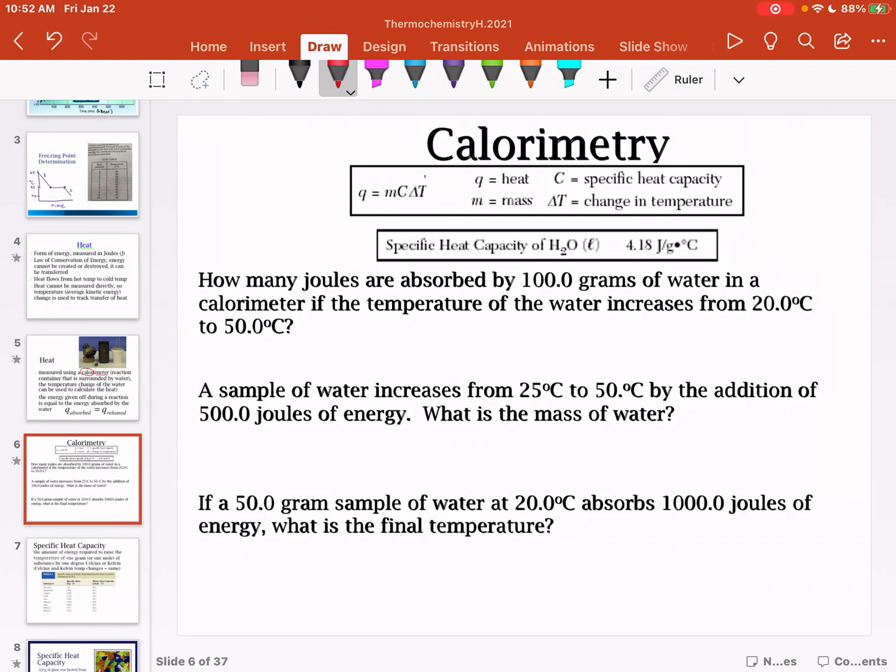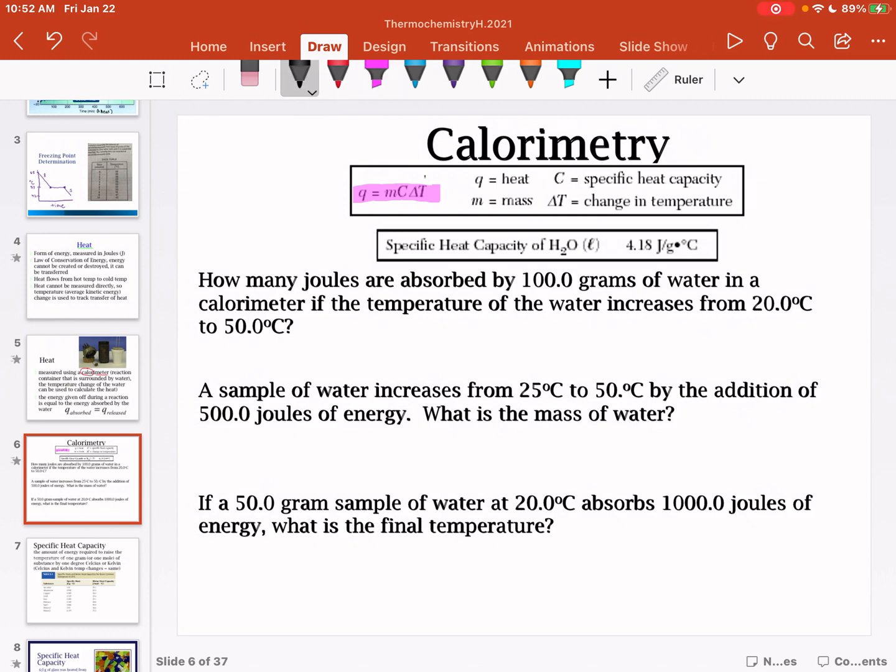So let's take a look back at our MCAT calculations. If I were to examine some practice problems: how many joules are absorbed by 100 grams of water in a calorimeter if the temperature of the water increases from 20 degrees Celsius to 50 degrees Celsius? Because we have a temperature change, we can use MCAT all the way. But because we are in Honors Chem, we use dimensional analysis.